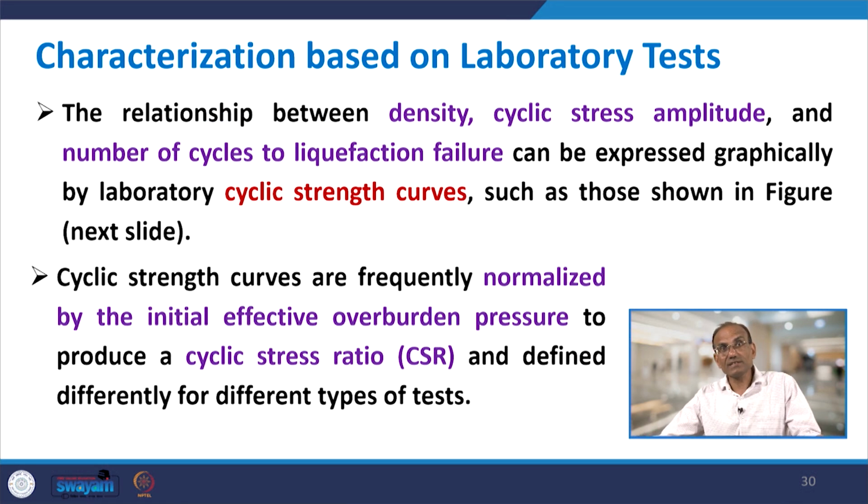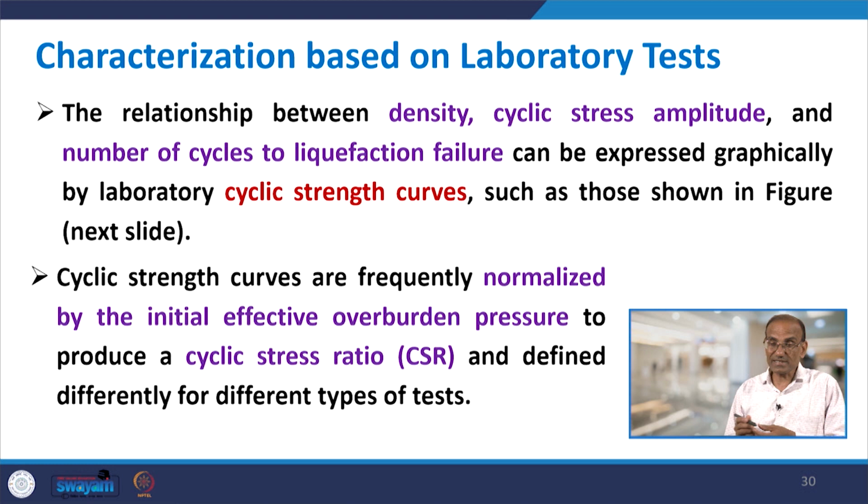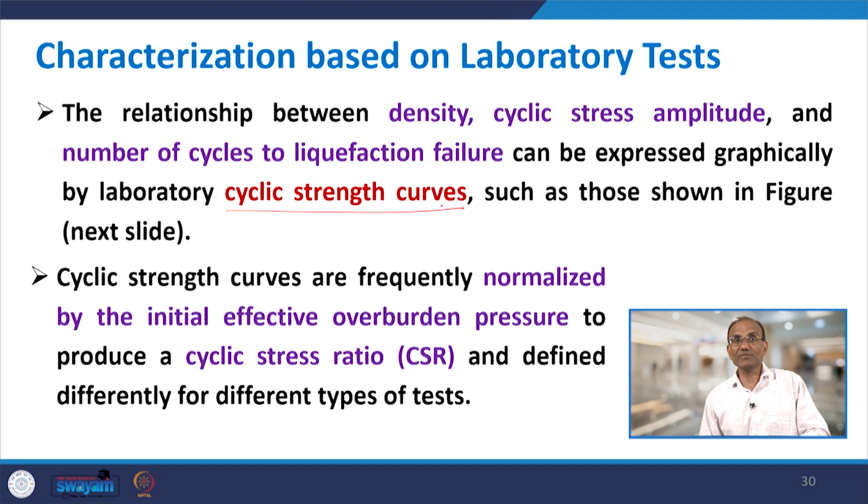Continuing with the characterization: the relationship between density, cyclic stress amplitude and number of cycles to liquefaction failure can be expressed graphically from the laboratory data, and that is called cyclic strength curves. These curves are normally obtained from the cyclic triaxial test, which we discussed in detail when we talked about dynamic soil properties, and this is shown in the next figure. Cyclic strength curves are frequently normalized by the initial effective overburden pressure to produce what is called the cyclic stress ratio, CSR, which we will discuss again in detail in the next lecture.